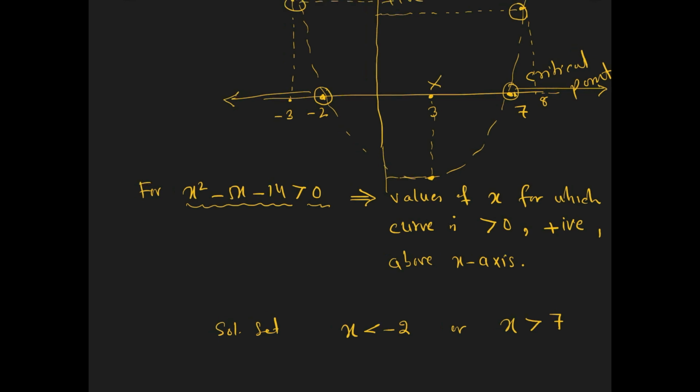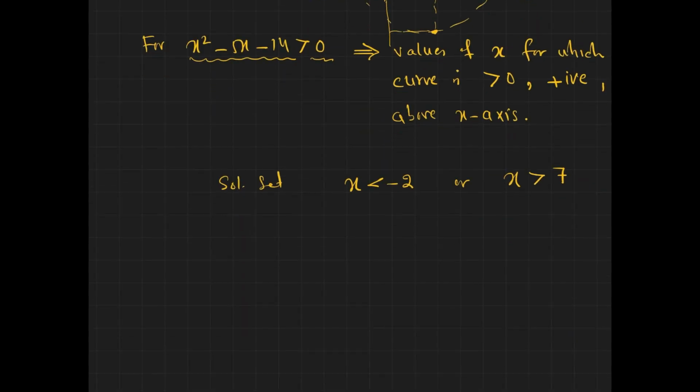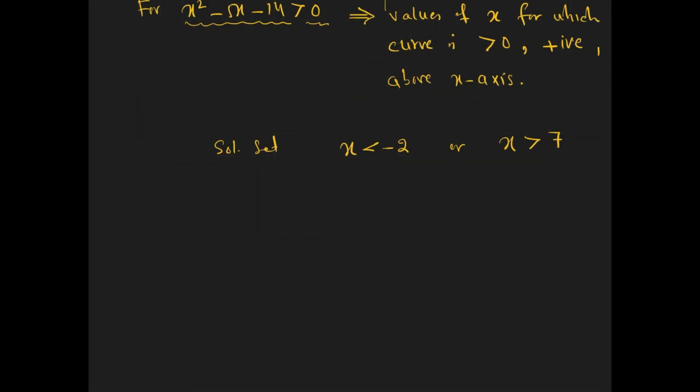Let's have a look into another example. In this example, we have to work out the solution set of the inequality 2x² + 3x - 27 ≤ 0. So first of all, look into the coefficient of x². It is positive, therefore the orientation of the curve will be such that it has a minimum point at its vertex.